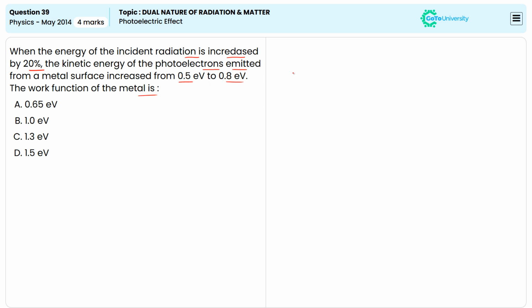Okay. So here we know that energy E is equal to hν minus φ. If I substitute the values for cases 1 and 2, in the first case it is 0.5 eV. That means 0.5 is equal to hν minus φ. And in case 2, 0.8 is equal to hν minus φ, and since the energy is increased by 20%, that is 1.2 times hν minus φ. I'll consider this as equation number 1 and this as equation number 2.